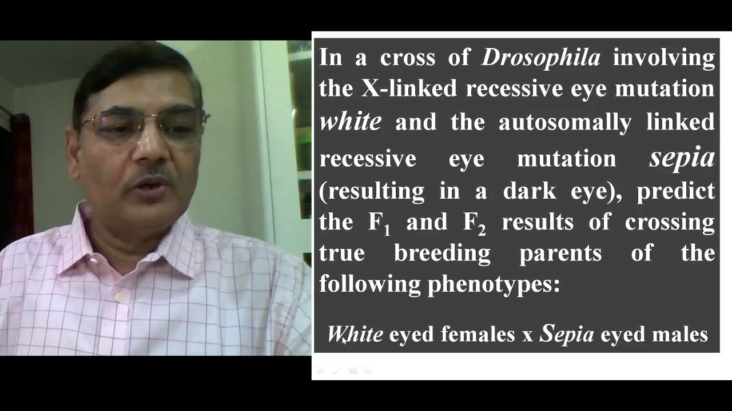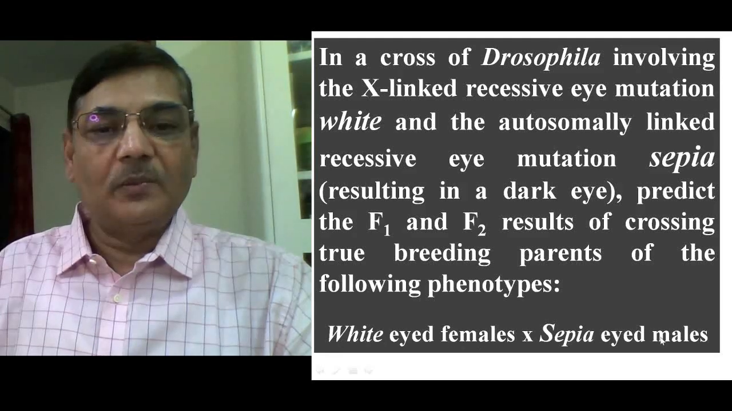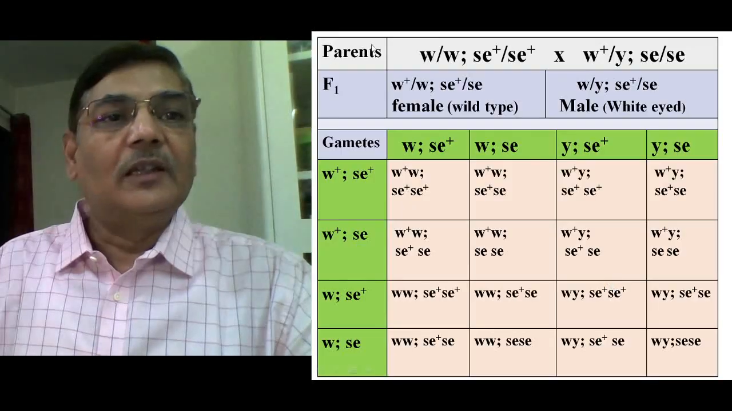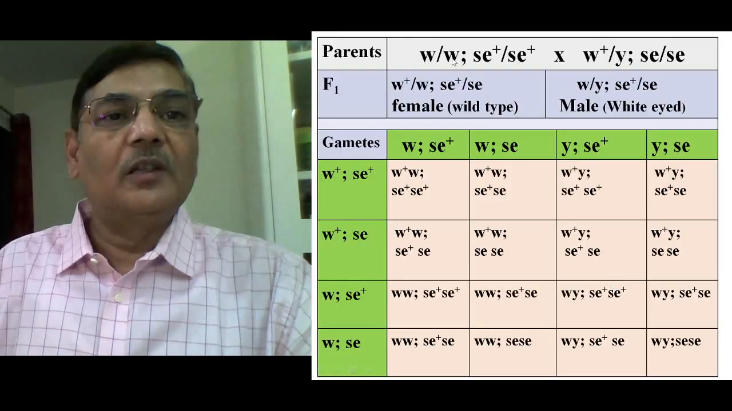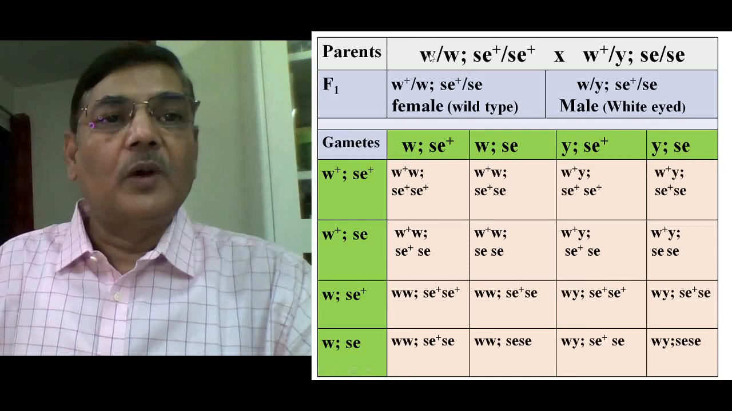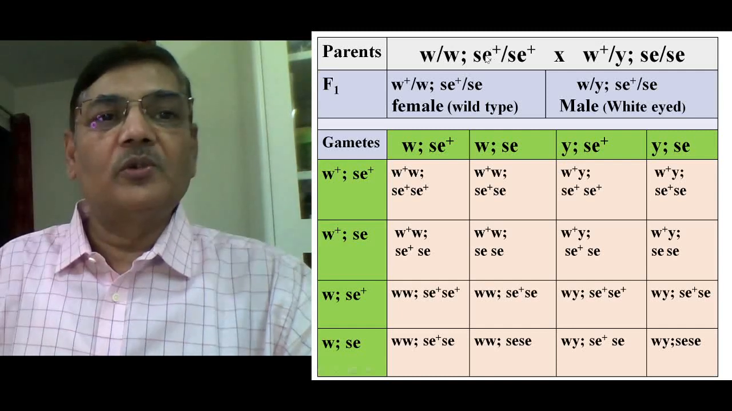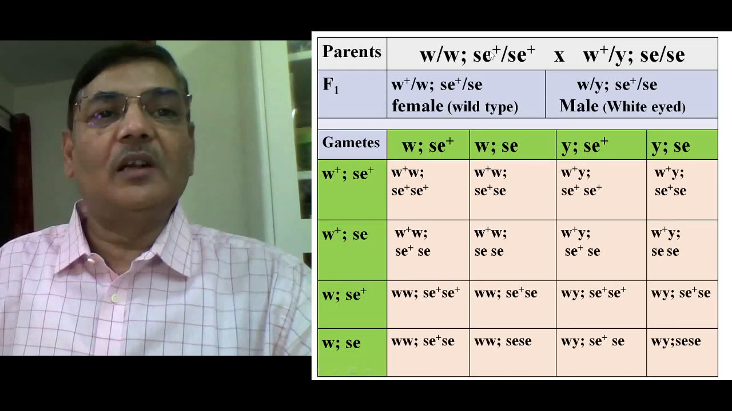Now we have to take care that the parents which are being crossed are pure white-eyed females and sepia-eyed males. And that I have shown in this table. Here the parents, their genotype will be WW, because if a female is white-eyed, then on both X chromosomes the allele will be W, and on the third chromosome the two alleles will be normal alleles, so they are indicated as SC plus SC plus.